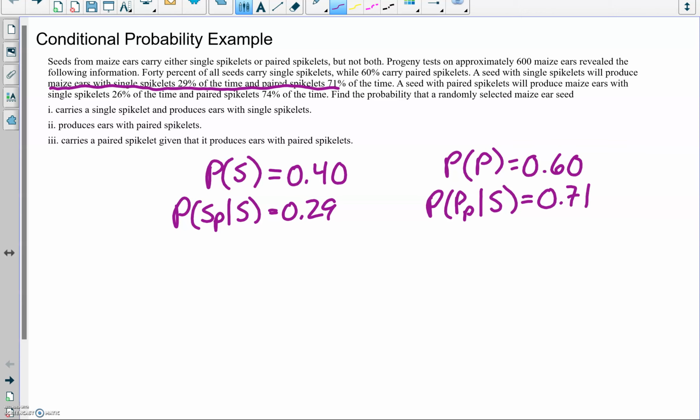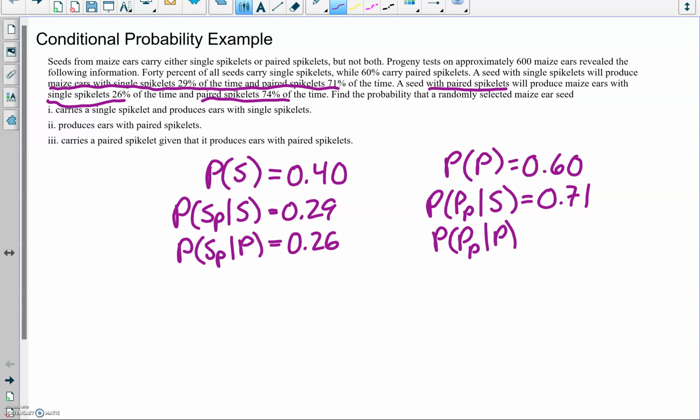And then the next sentence gives us information about if it was a paired one to start out and what it produces. So we'll have this probability of being a single producer, given that it was paired, is going to be 0.26. And the probability that it's going to be a paired producer, given that it was paired, is going to be 0.74.